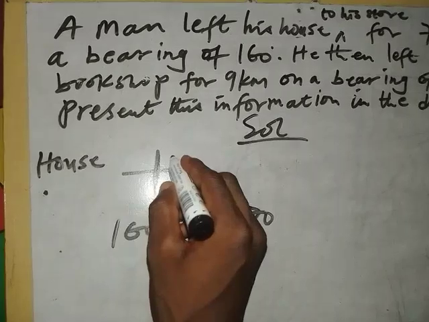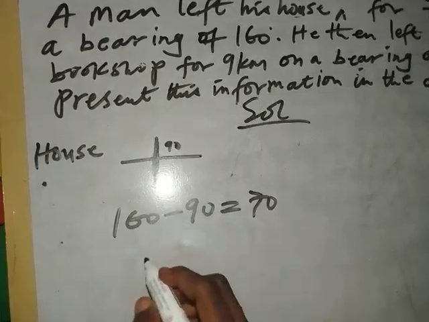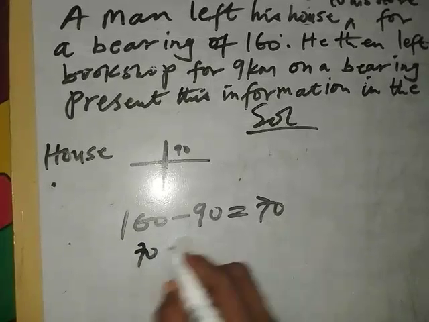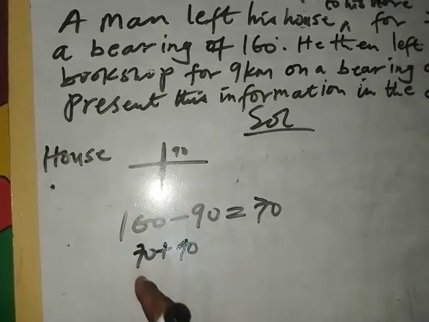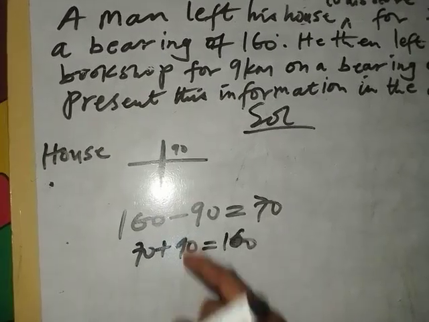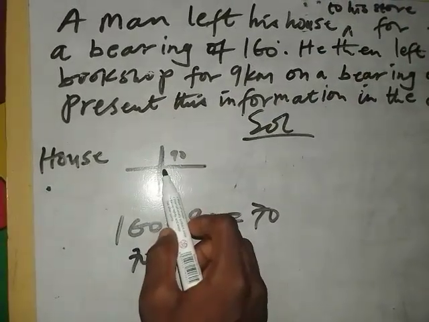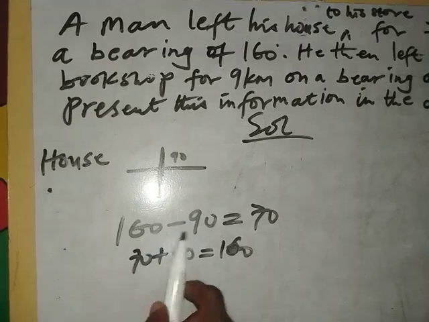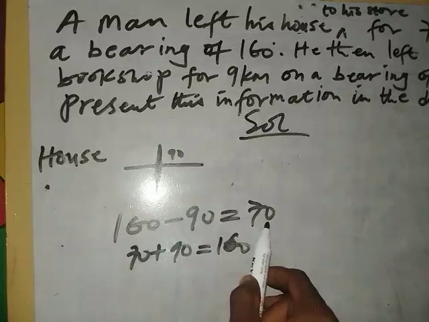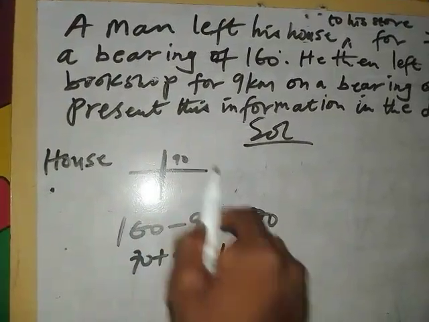Now, after getting your 90, this is 90 degrees. You do 160 minus 90 degrees, and you have 70. This 70 plus 90 is what is equal to 160 degrees. What I mean is that if this angle is 90 and we are talking about 160 degrees, to locate the other angle to make it complete 160, you need to do 160 minus the first angle, which is 90 degrees, and it equals 70 degrees. Now you add this 70 degrees to the first angle, which is 90 degrees, and it gives you 160 degrees.